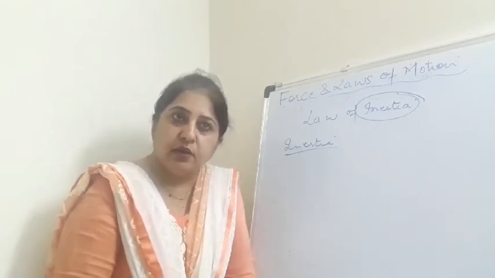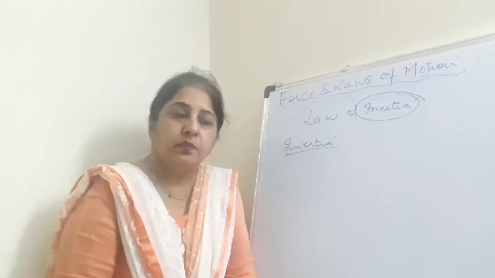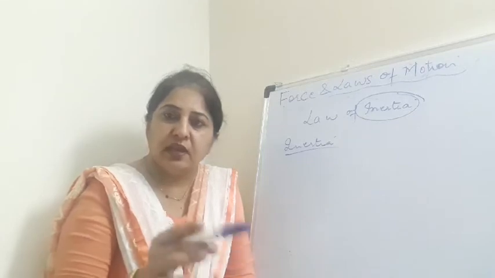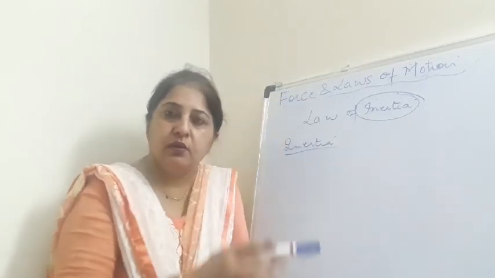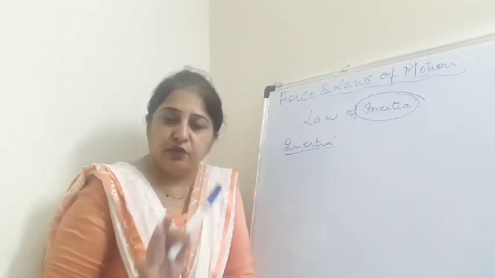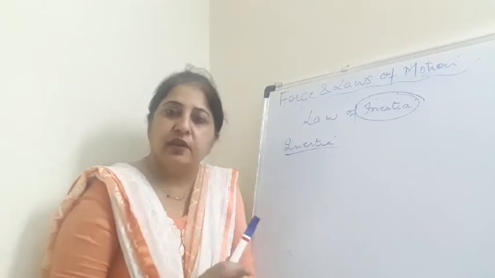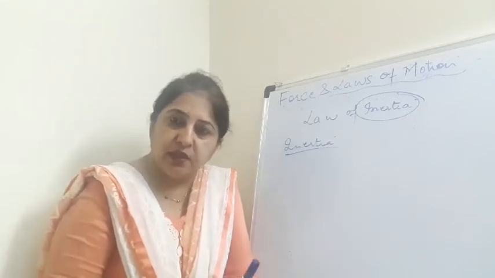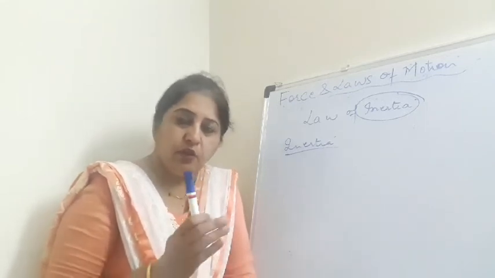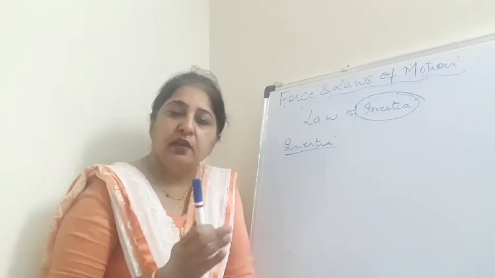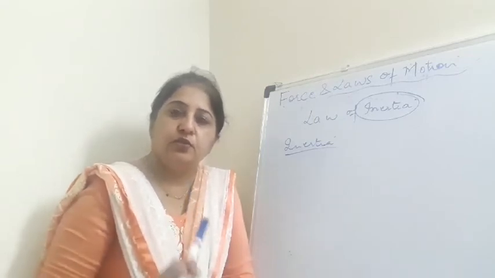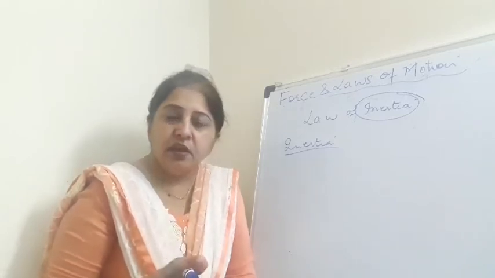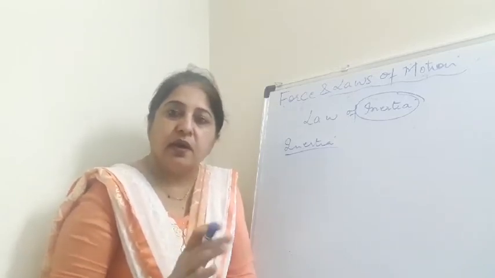A clock hanging on the wall is in the state of rest, so it has inertia of rest. Whichever object is in motion will have inertia of motion, and if the object is at rest, it will have inertia of rest, or we can say it has a tendency to stay in that state. Now, inertia of an object depends on its mass.